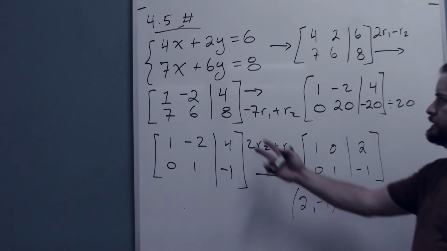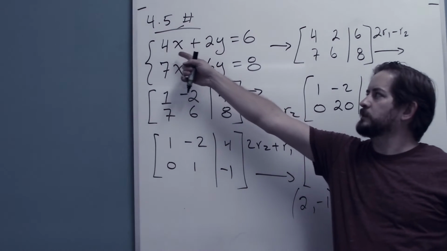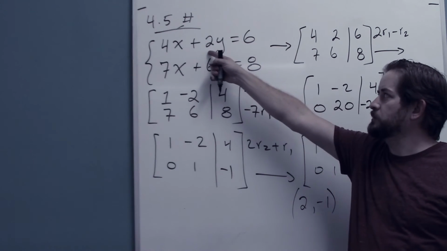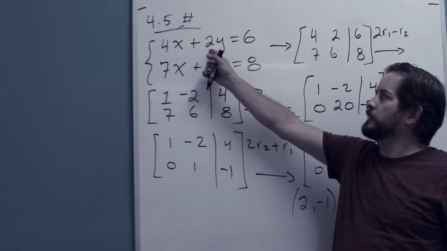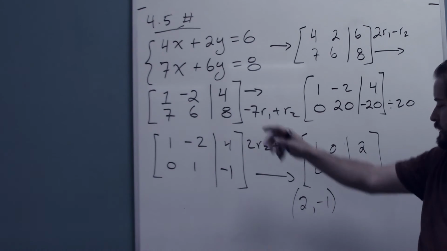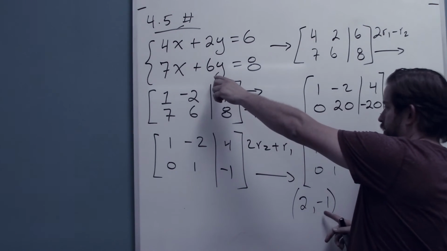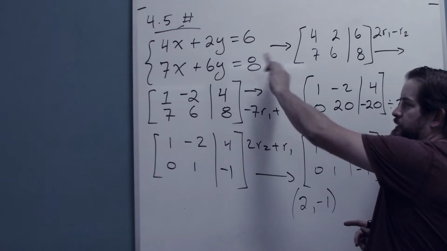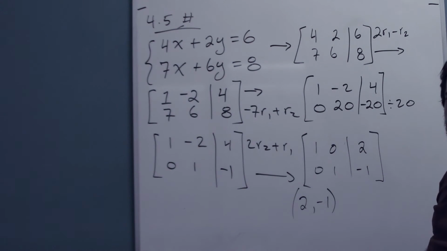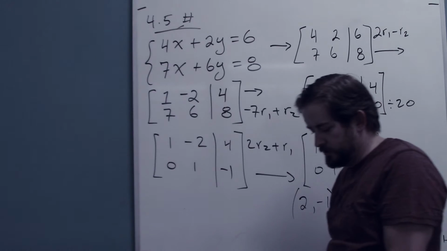And you can always take these and check them, right? 2 times 4 is 8, negative 1 times 2 is negative 2, and 8 and negative 2 is indeed 6. 2 times 7 is 14, negative 1 times 6 is negative 6, and 14 minus 6 is indeed 8, and it's verified. That's our solution.